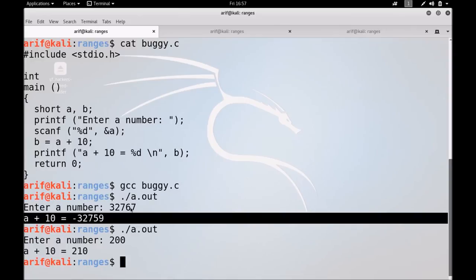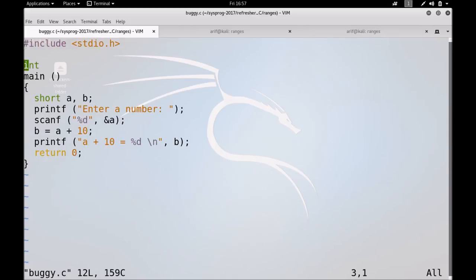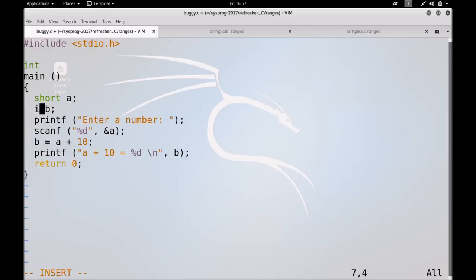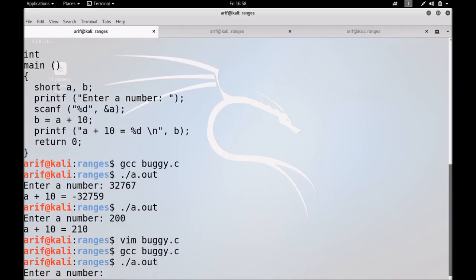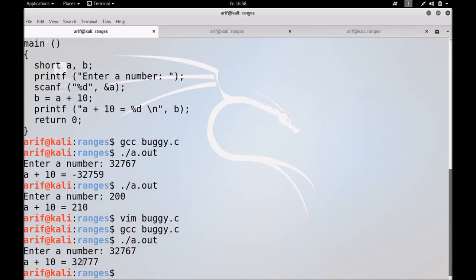Now that we know the problem, let us try to correct the buggy.c. Actually what I need to do is I need to increase the container. Let A be as it is, and let me increase the container B. So now B is an integer, so this should work now. I give the same output, that is 32767, and after adding 10 to it we get 32777, which is the correct answer.